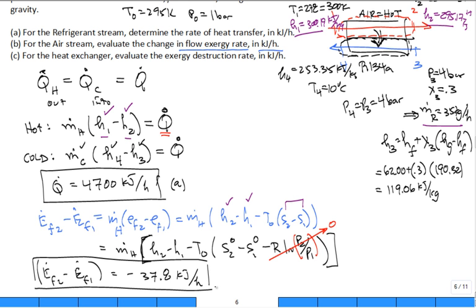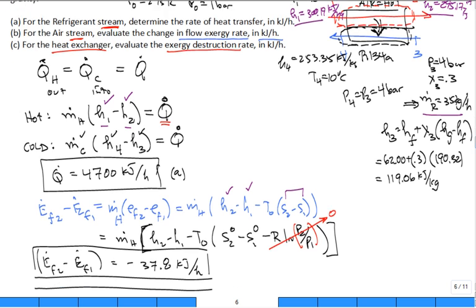All right. For the heat exchanger, evaluate the exergy destruction rate for the heat exchanger. So first we had two streams. Now we have the heat exchanger. How would I calculate the exergy destruction rate? There's two ways to do it. You can do an exergy balance, get it directly. Let me show you the equation. I'm sorry, I have to scroll down.